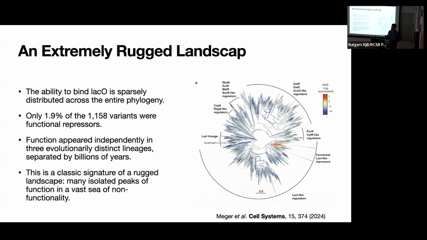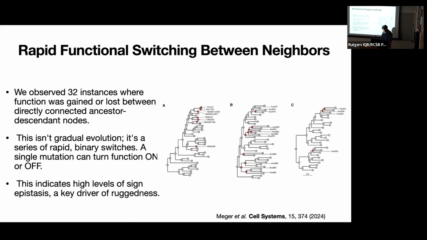So it's a classically rugged landscape. It's there, it's not there, it's there, it's not there. You've got a whole lot of peaks all distributed, and it's rugged rather than a smooth Mount Fuji type progression. We observed 32 different instances where function was either gained or lost between nodes. Okay, so 1 or 2 mutations are enough to turn it on or off.